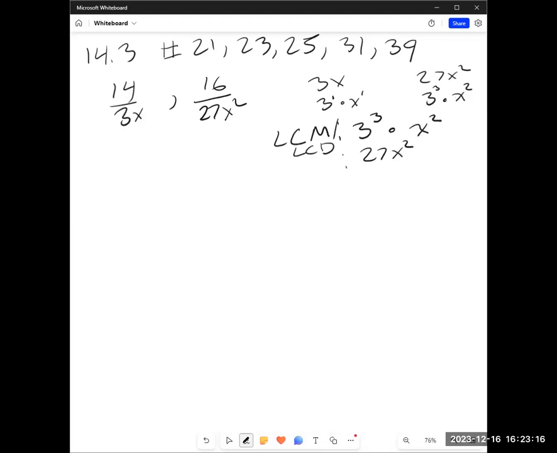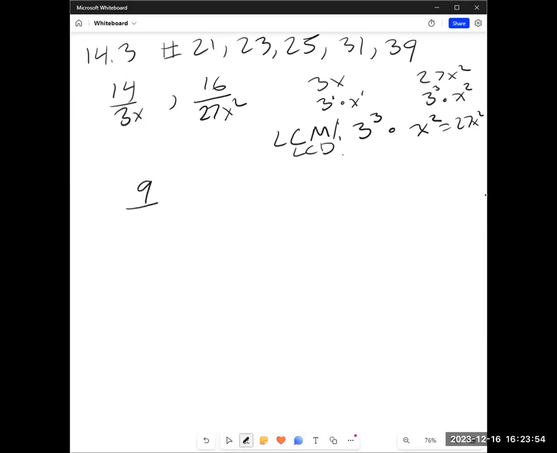So that's going to be 27x to the second, so that I can multiply this one here by 9x over 9x and get a common denominator of 27x to the second. Here I don't need to multiply by anything to get that common denominator. We're not asking you to do that, but I'm just telling you that's going to be the process here: you multiply by what's missing to be able to make the common denominator. So the LCD is 27x squared in the first problem.